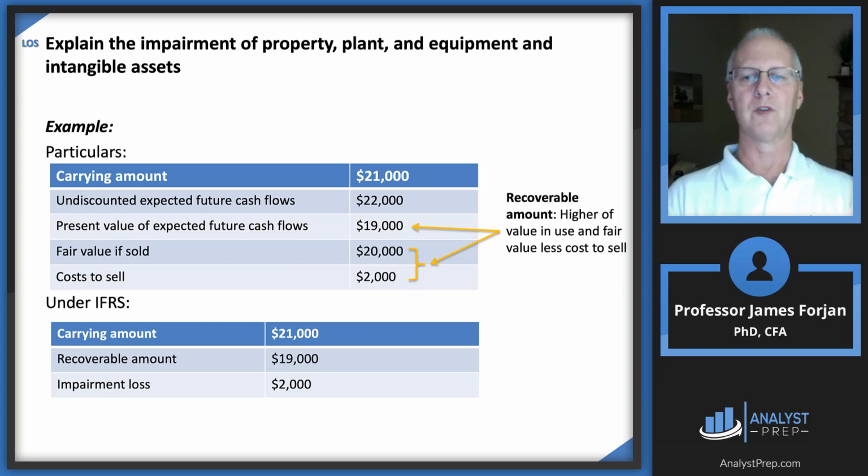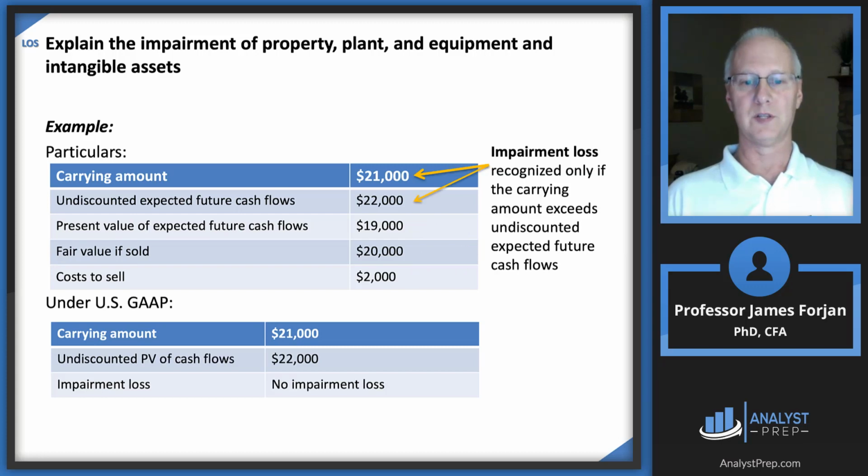So the carrying amount is $21,000, right? And then the recoverable amount is the higher of either the $19,000, which was the present value there in the top matrix, or the $18,000 in the bottom. And so the higher of those two is $19,000. So the impairment loss is $2,000. And so consider that against the US GAAP rules, carrying amount $21,000. The undiscounted present value of the cash flows is $22,000. So there's no impairment loss there under US GAAP.